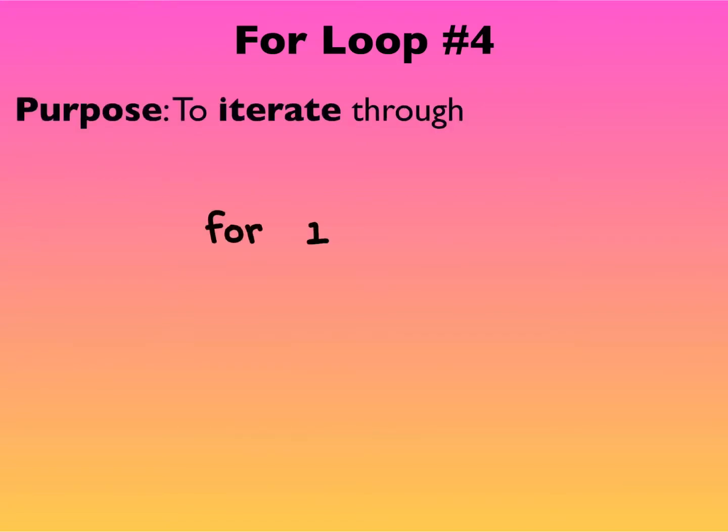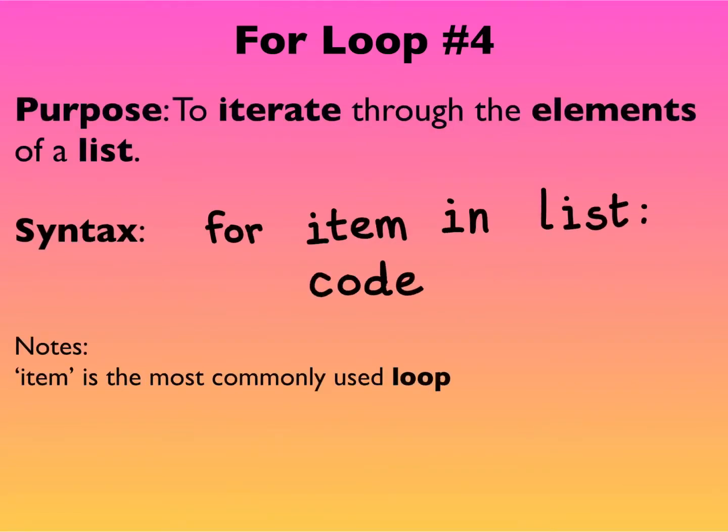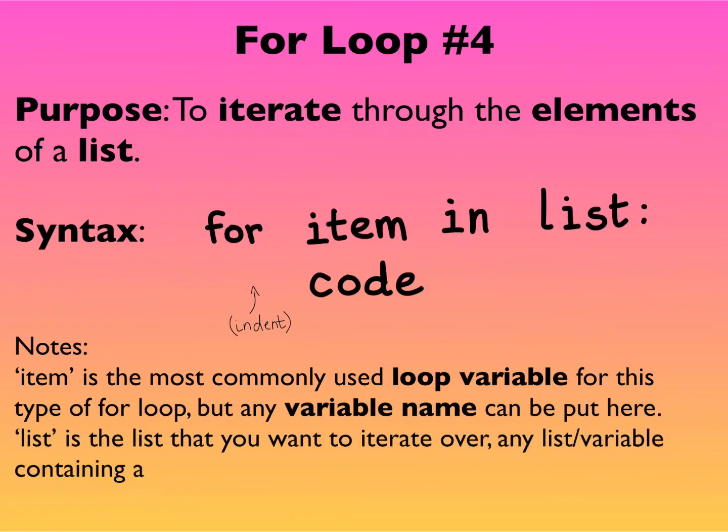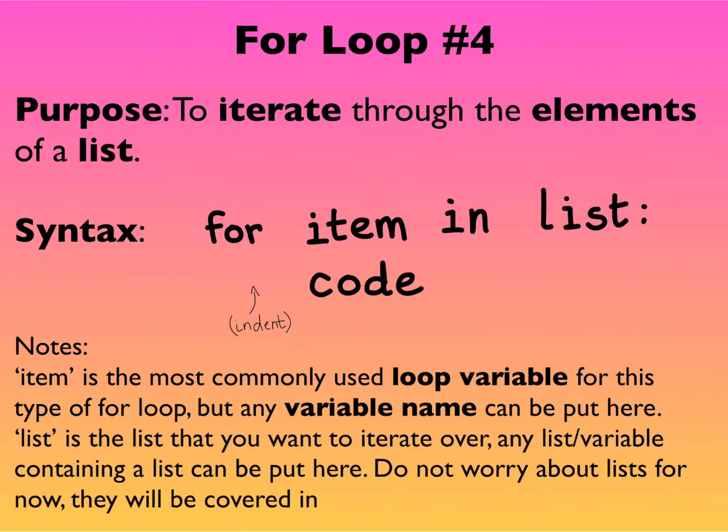For loop number 4. Purpose: to iterate through the elements of a list. Here is the syntax. Notes: item is the most commonly used loop variable for this type of loop, but any variable name can be put here. List is the list that you want to iterate over. Any list or variable containing a list can be put here. Do not worry about lists for now. They will be covered in a later episode.